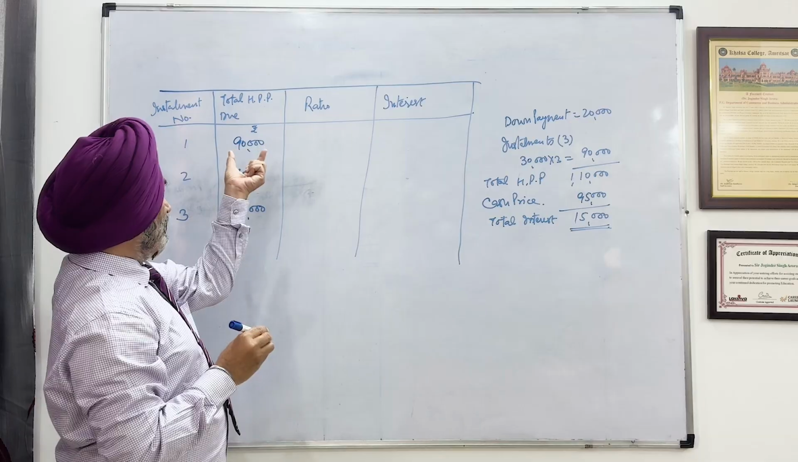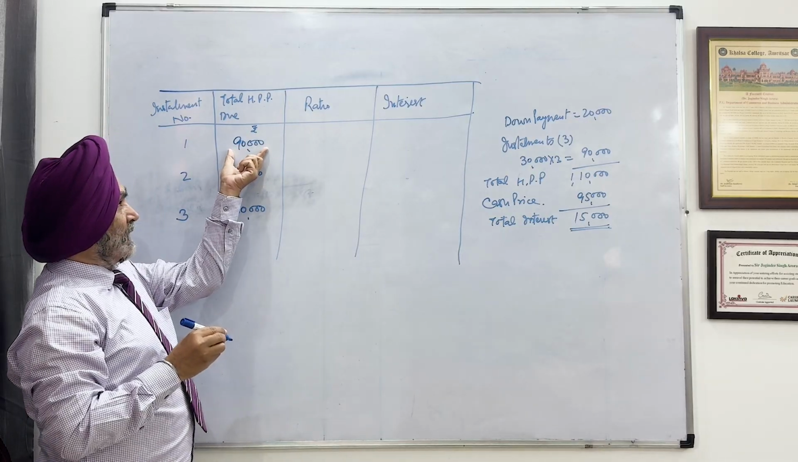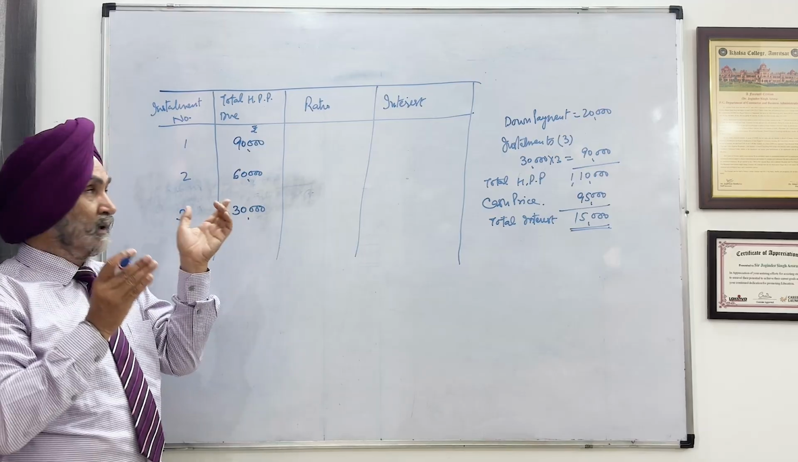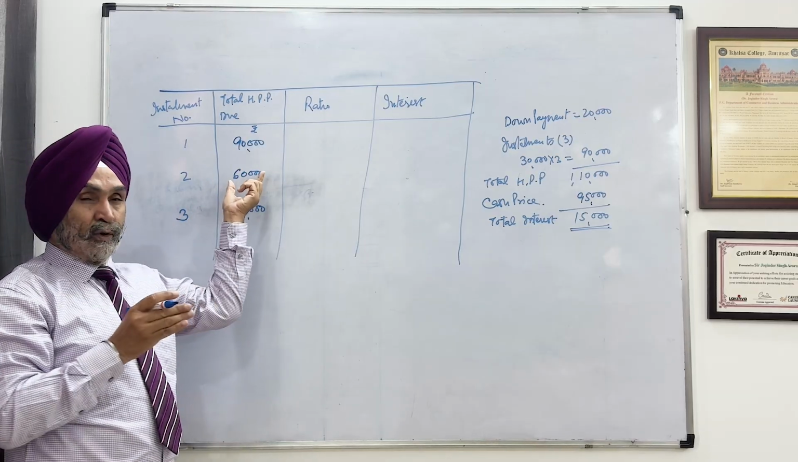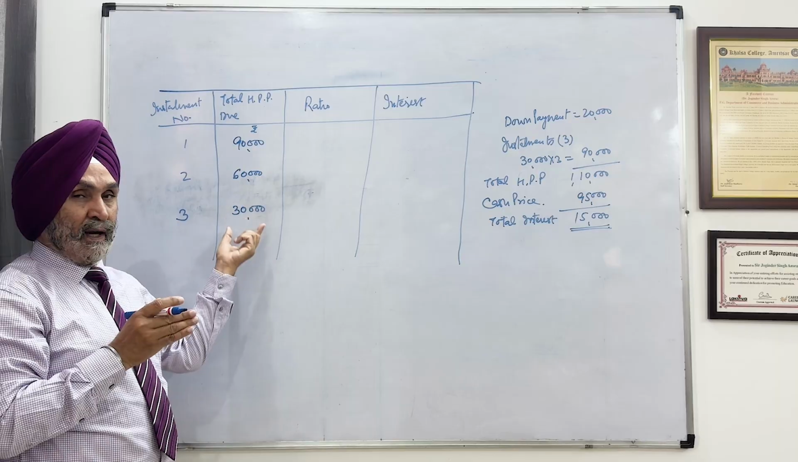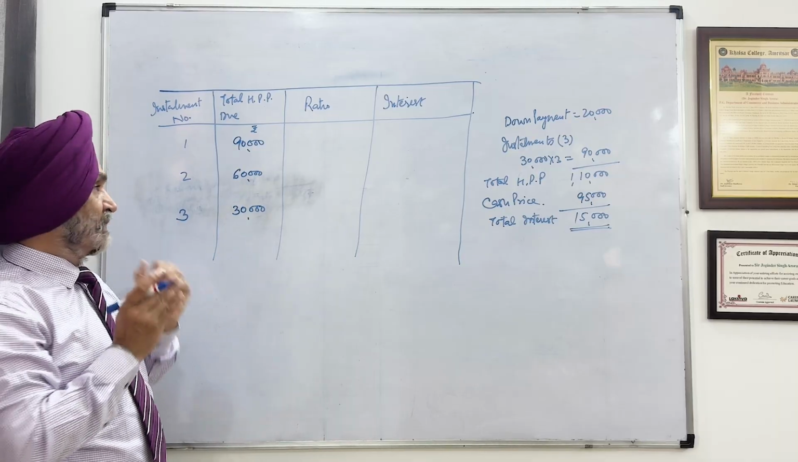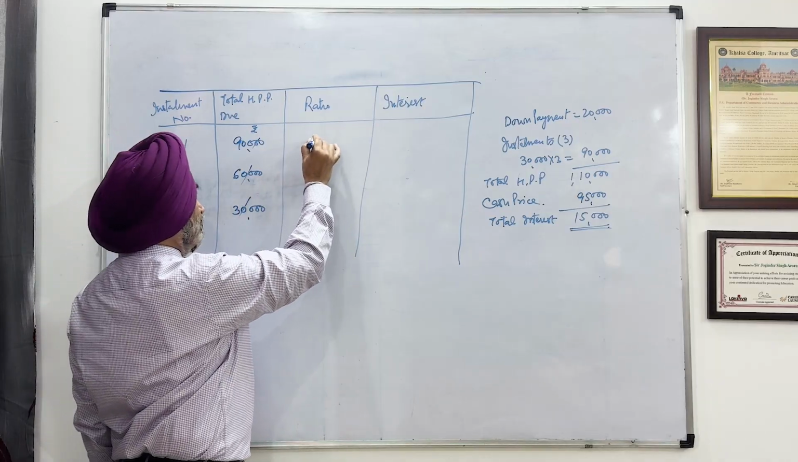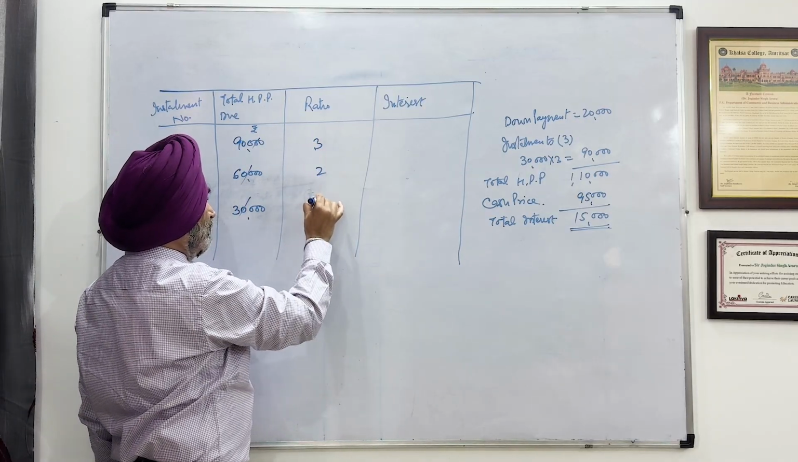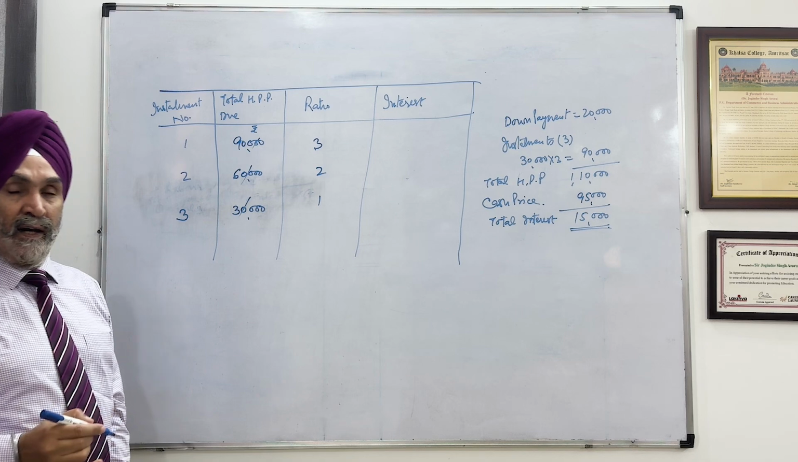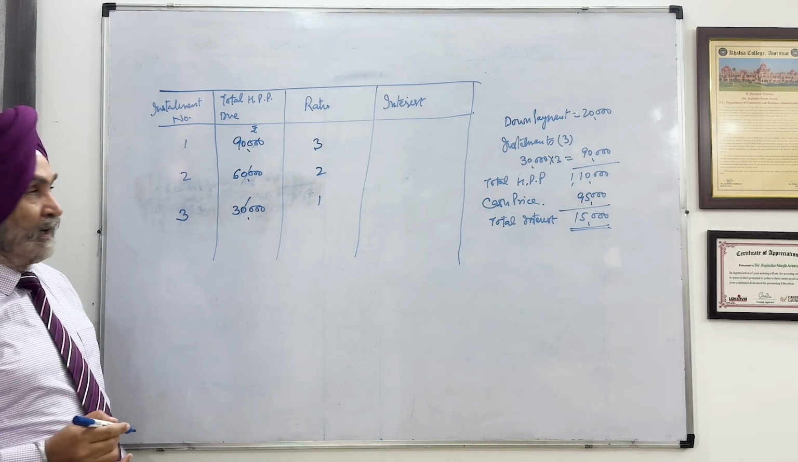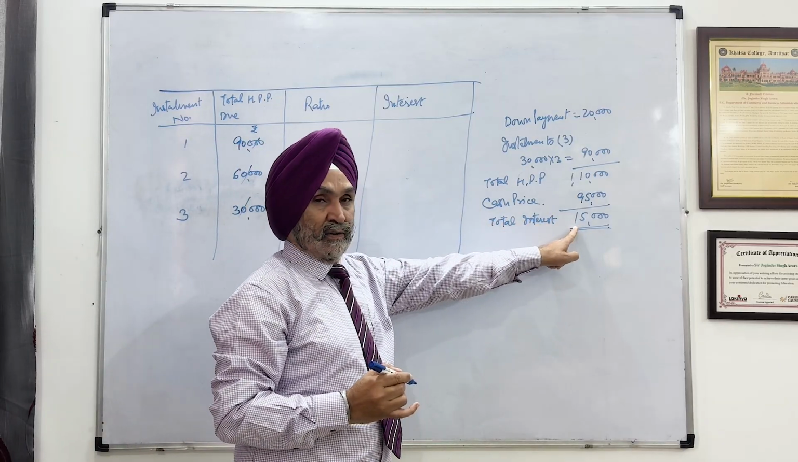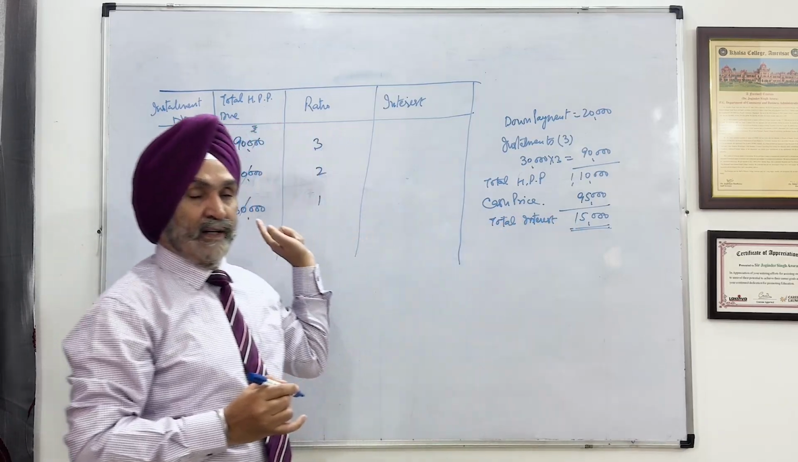So this is the total amount due at the time of the first installment, and this is the total amount due at the time of the second installment, and this is at the time of the third installment. We'll calculate the ratio of these. This ratio comes out to be 3:2:1. In this ratio, the total interest will be divided.